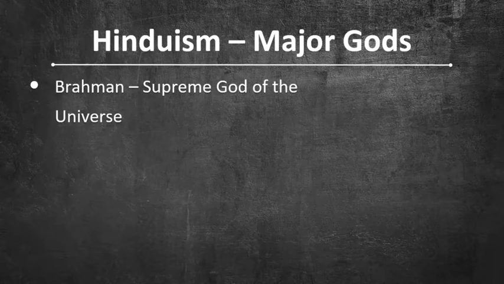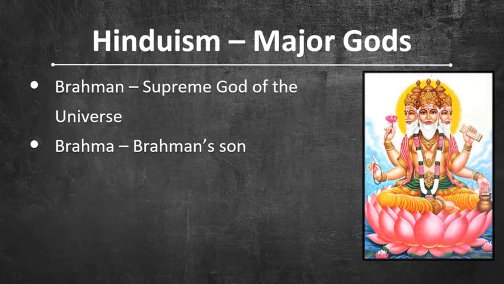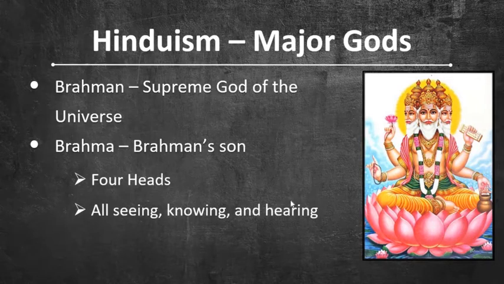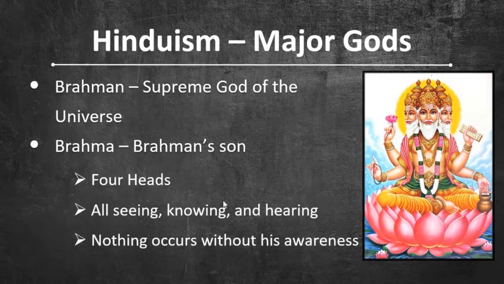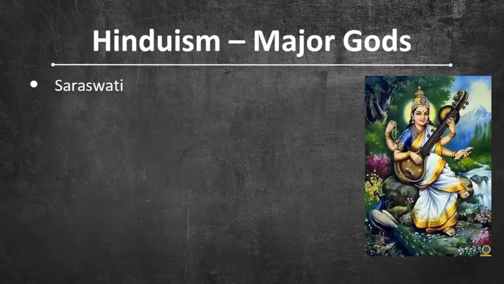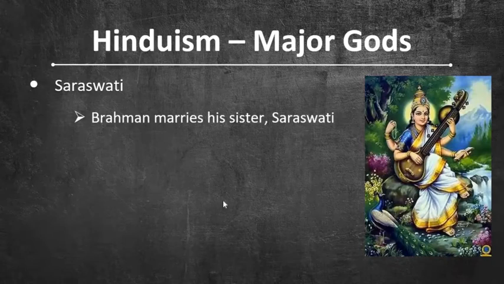So it does not make sense to us when we try to reason with Hindus, because we believe in a personal God and they believe in an impersonal Brahman, their supreme God. In the Vedas, Brahman and a female unnamed power produce their son called Brahma, no N. There's a picture of Brahma, Brahman's son. He has four heads. There's a head in the back, and it signifies all seeing, all knowing, all hearing, and he witnesses everything. Nothing occurs in the universe that he is not aware of. So that's Brahma. The next god is Saraswati, and that is Brahman's sister that he married.